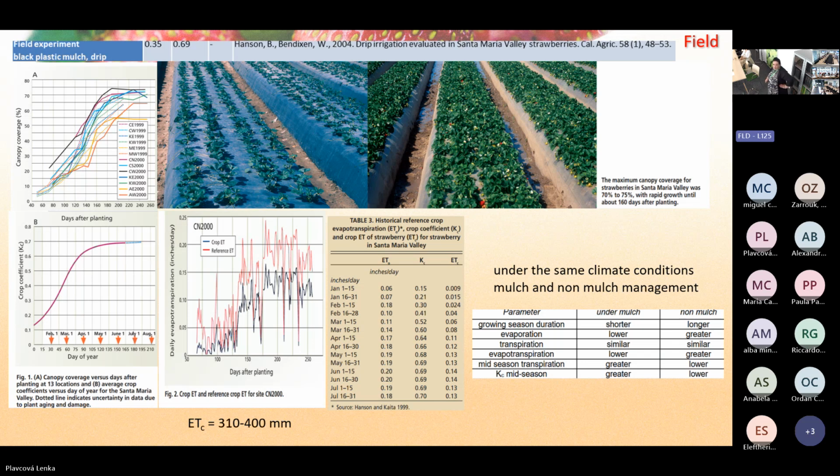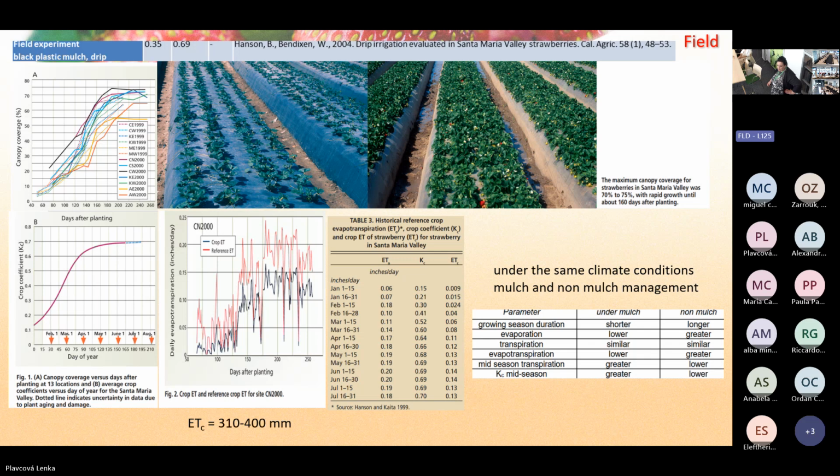In a study that has been done on melon, we found out that under the same climate condition, because this study and the previous photo are not the same, but we had in Italy this condition of mulch and non-mulch, we found that the growing season for mulch is shorter, evaporation is lower because it's covered, transpiration is similar, evapotranspiration is lower, mid-season transpiration is greater, and crop coefficient mid-season is greater. So two different cases, and you think on the field it's the same, but it's not the same.